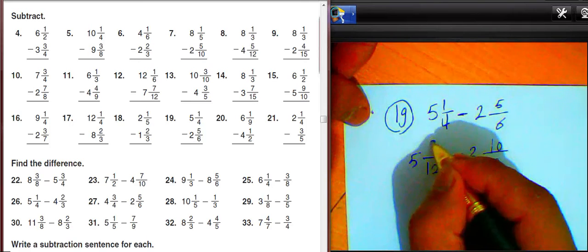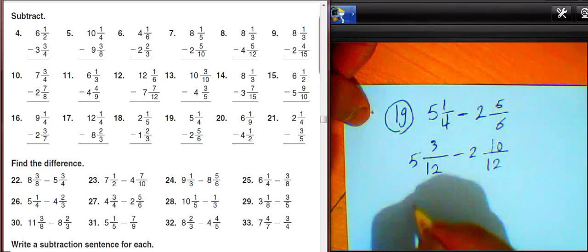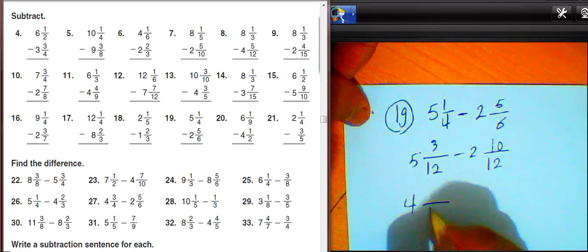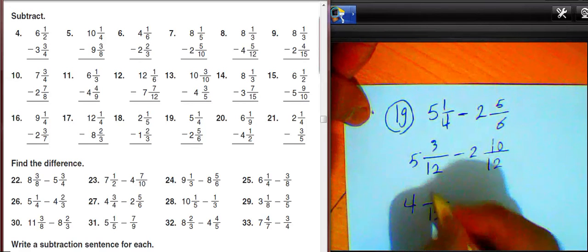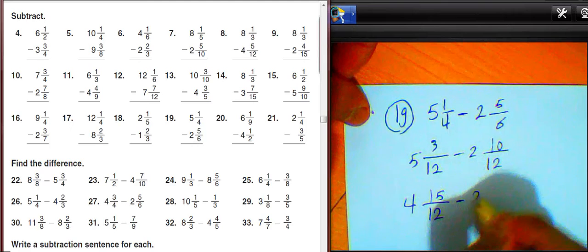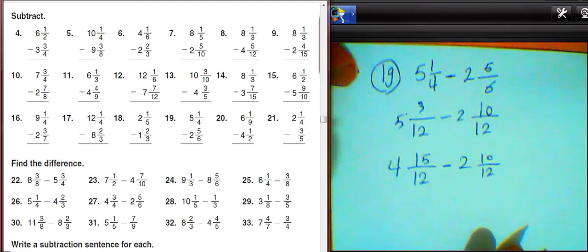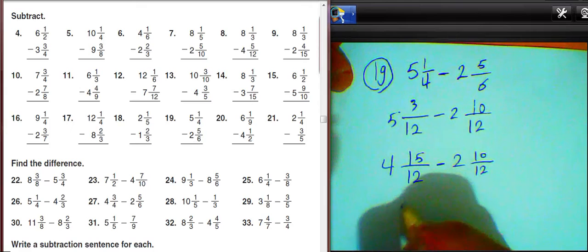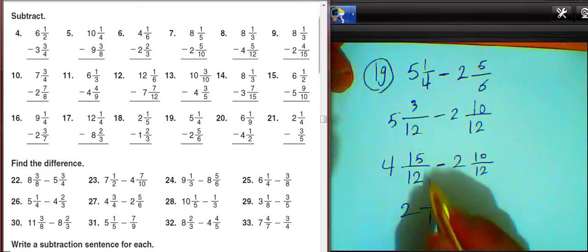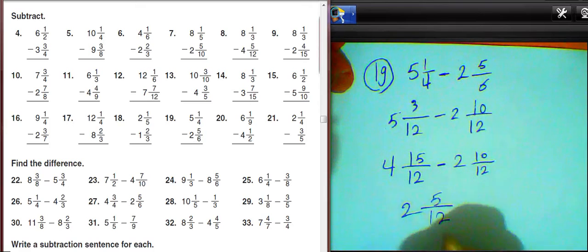3 subtract 10, we can't do it. So we must borrow 1 from 5. 5 will be 4. And we can write 12 here. 12 plus 3 equals 15. Subtract 2 and 10 over 12. 4 subtract 2 will be 2. And we can write 12 here. 15 subtract 10 equals 5.